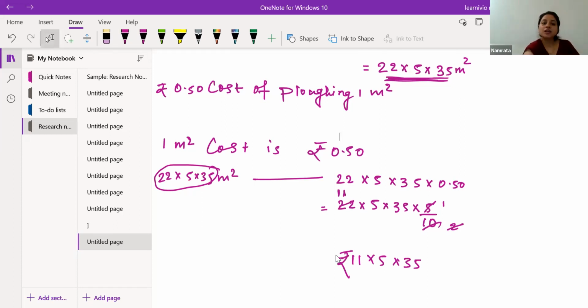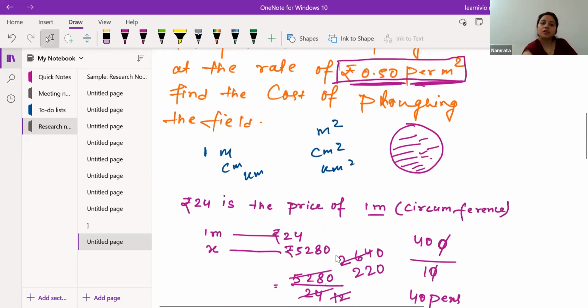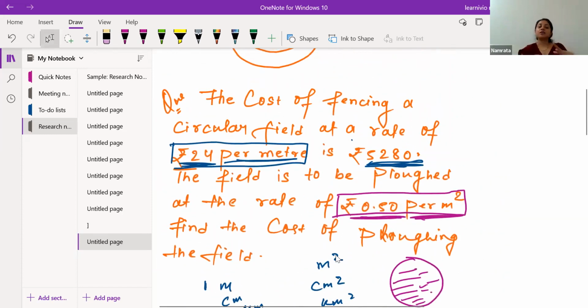This was the complete process. Let's get back to the question and summarize the whole thing. The cost of fencing a circular field at this rate is this much. At this rate, what are we covering, area or perimeter? So this rate is indicating perimeter. First we found the perimeter. Then the field is plotted at the rate of this much, find the total cost. So whatever rate is given, that rate is indicating to go and find the area. That's why from the circumference, we found the radius and then we found the area. Whatever area we found, we have calculated the total cost. That's it.